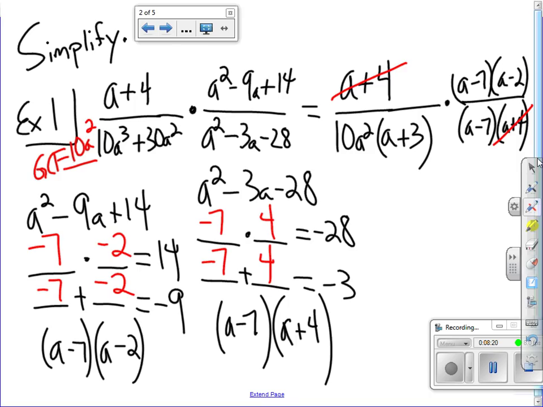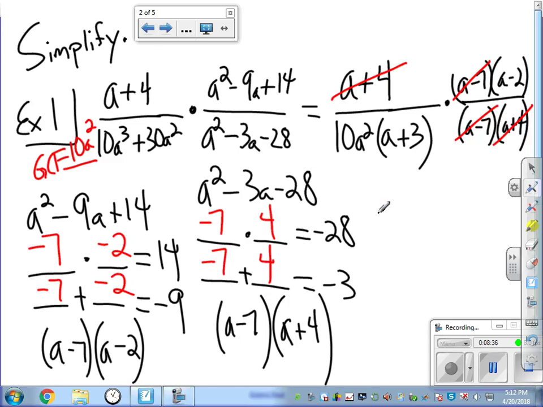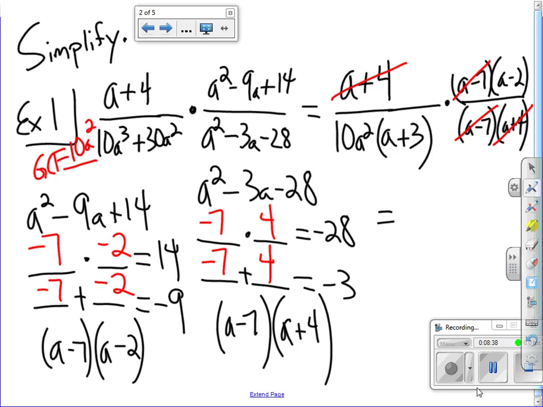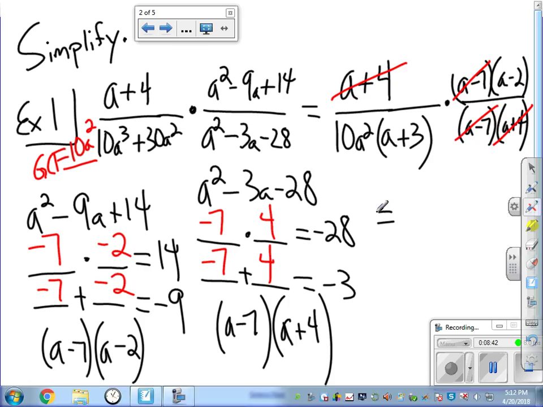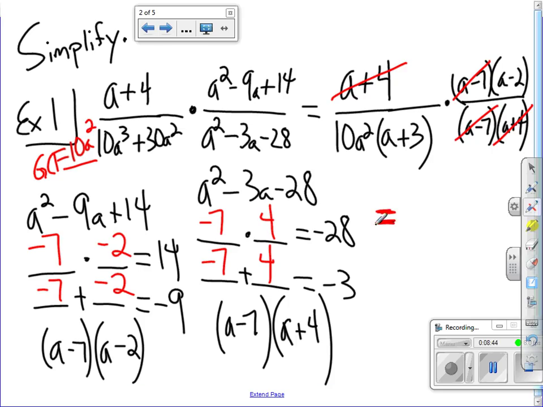They cancel. What else can we cancel? What are you thinking? We have an a -7 in the top. We have an a -7 in the downstairs. Bye-bye. See ya. Wouldn't want to be ya. Those go bye-bye. Is there anything else that we can cancel? I'm waiting. Anything else I can cancel? Very good. You're correct. Nothing else cancels.